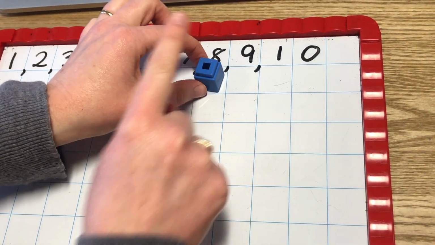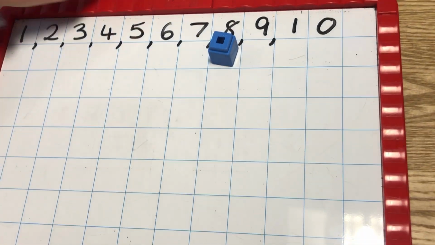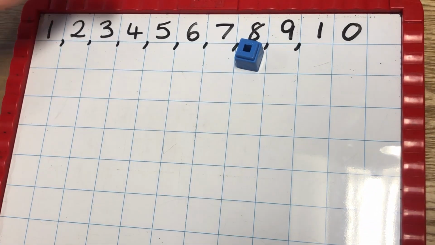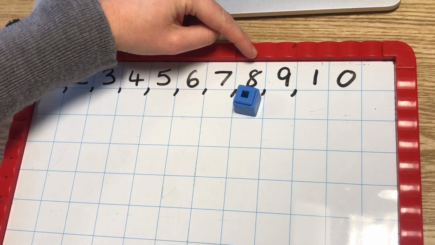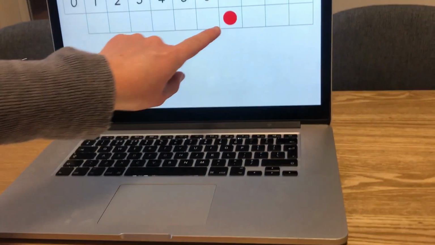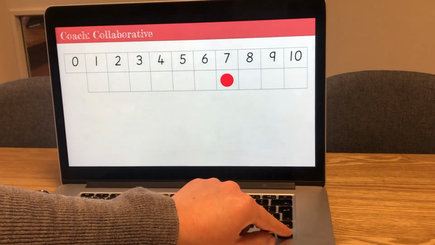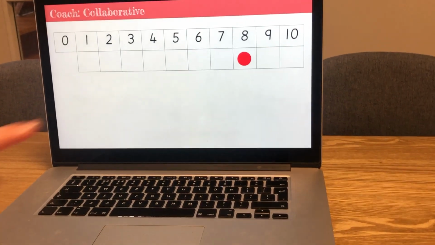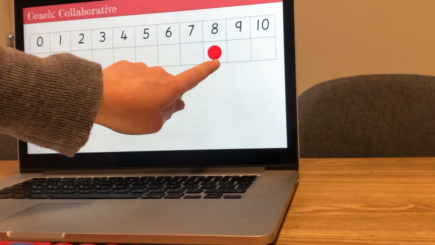Oh, I've got it stuck to my finger. There we go. I've moved it to the number 8. I think that 1 more than 7 must be 8. Let's have a look at the board and see if we were right. There's the counter on number 7. Move it along one space, and there it is. 1 more than 7 is 8.